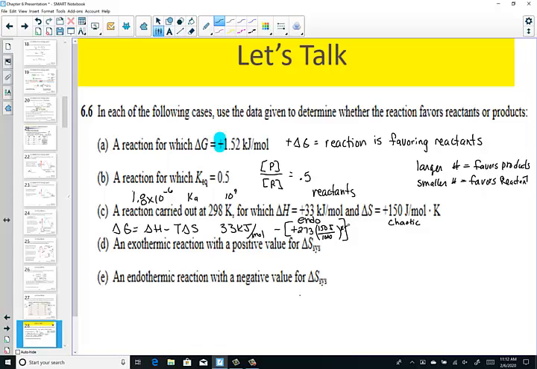Alrighty, so I'm going to just hit for us 0.15. That's 0.15 kilojoules for the delta S. And then times 273. And that's going to be 40.95. 33 minus 40.95. And see what we've done? We've simplified that equation to find delta G came out as negative 7.95. So this again would be spontaneous in the forward direction, and so it's going to favor products.